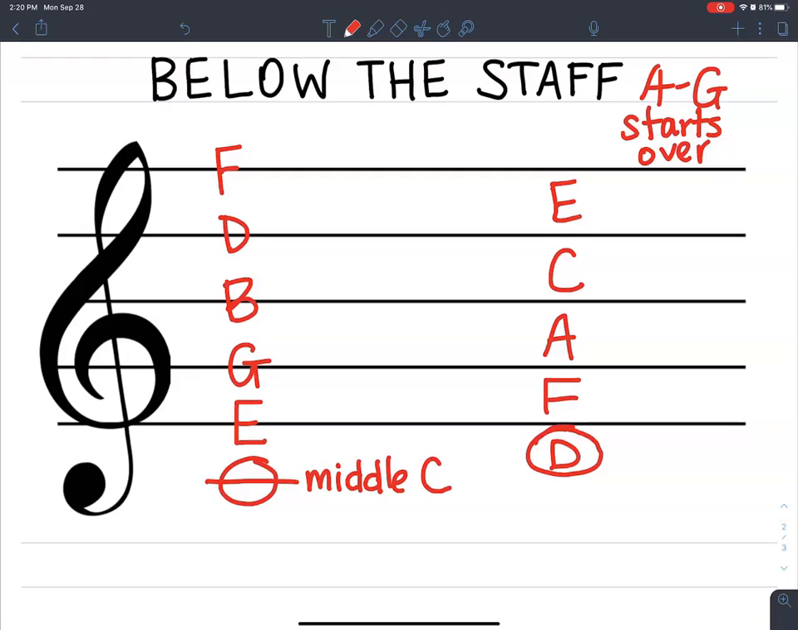If you have any questions, let me know. Also, look on YouTube, other than just this channel. If you go and look on YouTube, there are a ton of videos that can help you with learning the lines and spaces of the treble clef. If you just Google lines and spaces of the treble clef, there are tons of videos and resources and websites that can help you with figuring that out, okay?